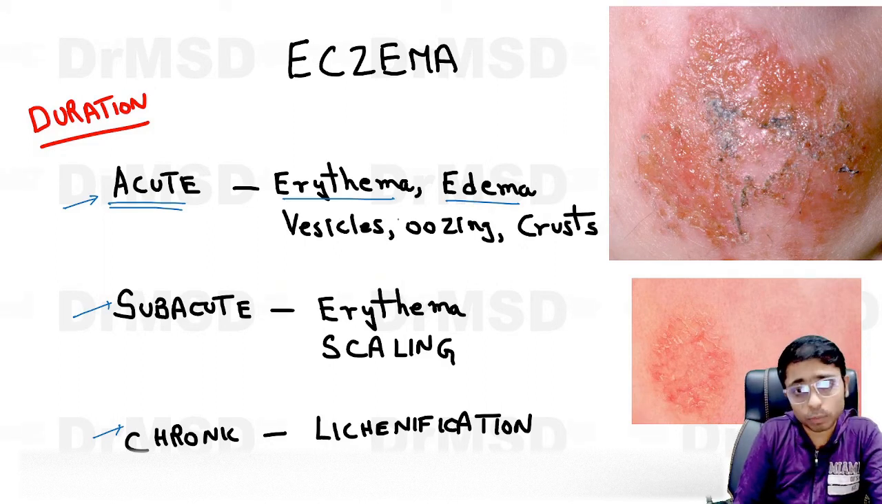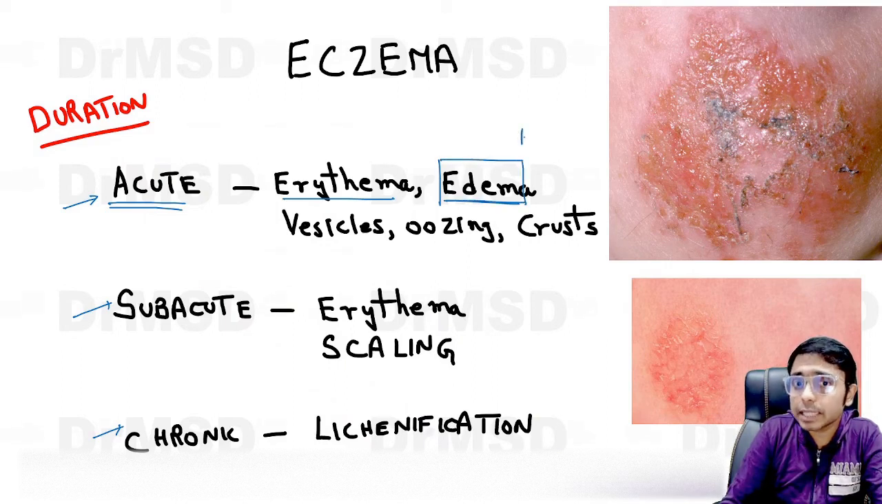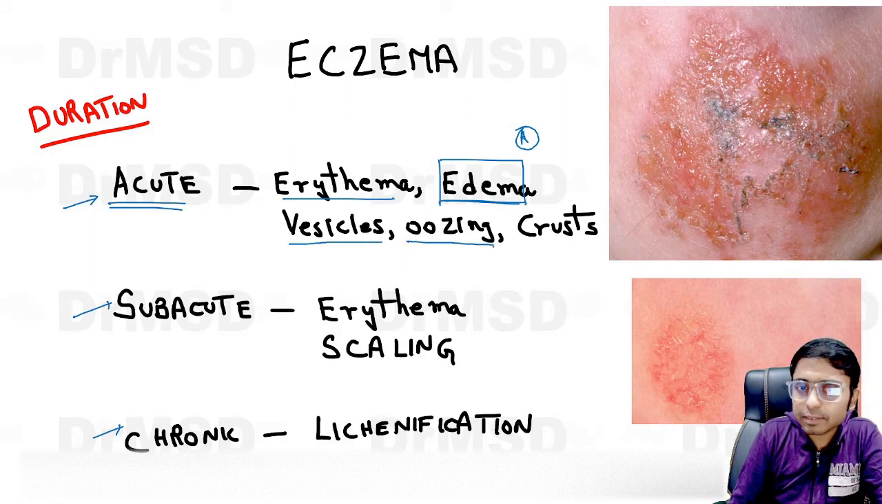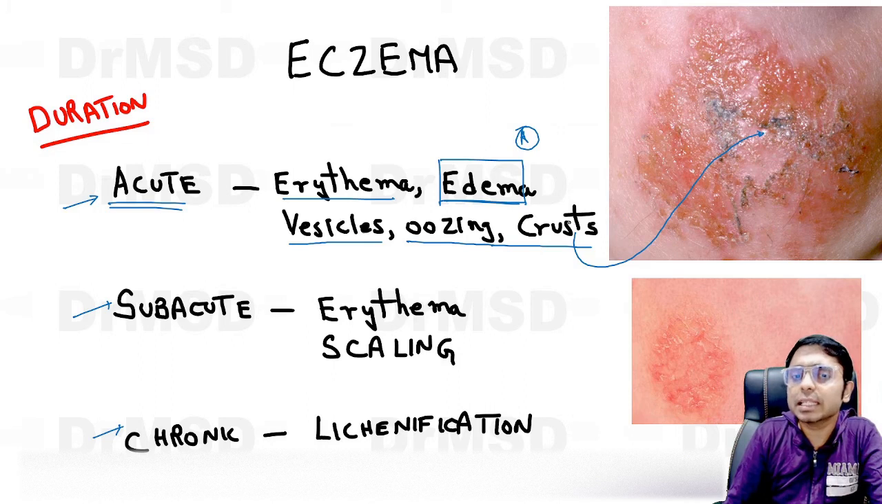intercellular fluid accumulation. This is very important. Why? Because in histopath, this same intercellular edema will look like spongiosis. I will show you in the next picture. Vesicles can be seen clinically due to this intercellular edema, which will be associated with oozing and ultimately development of the crust. These are the crusts, which are nothing but dried up exudates.